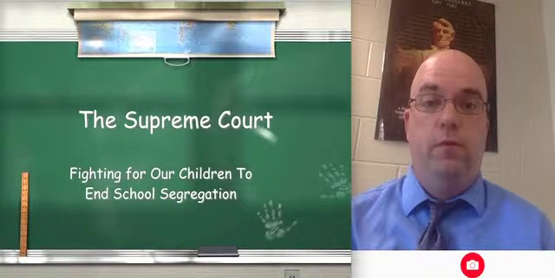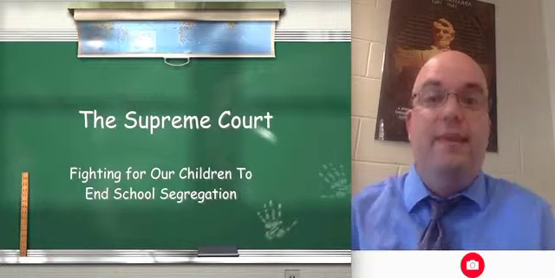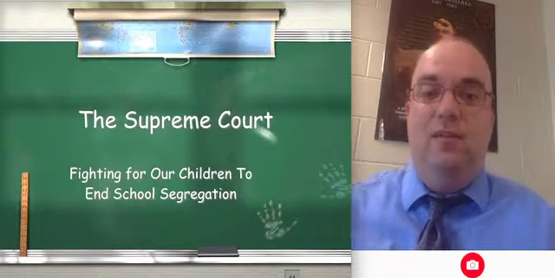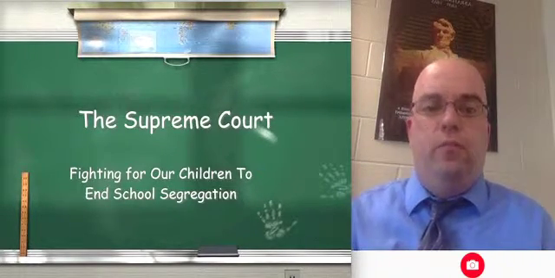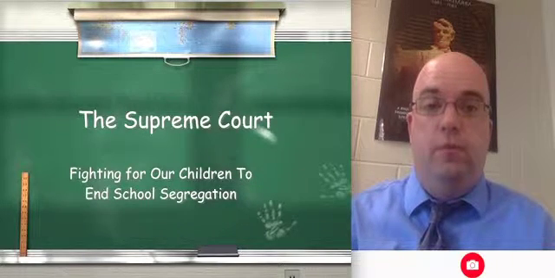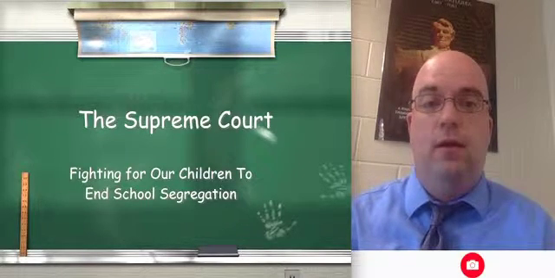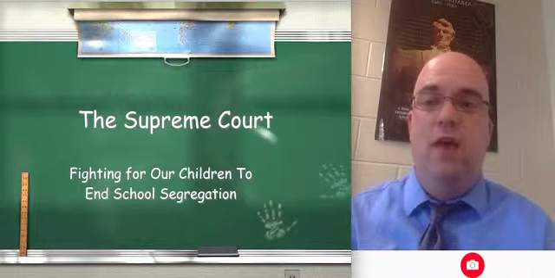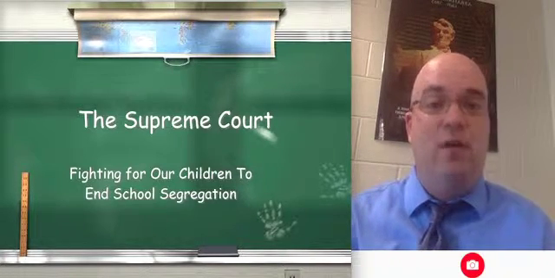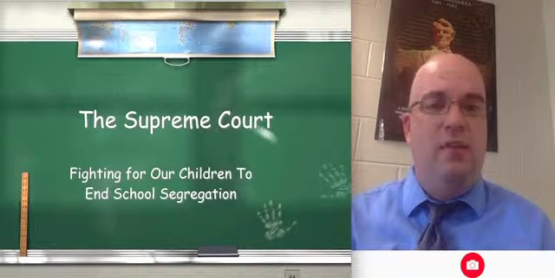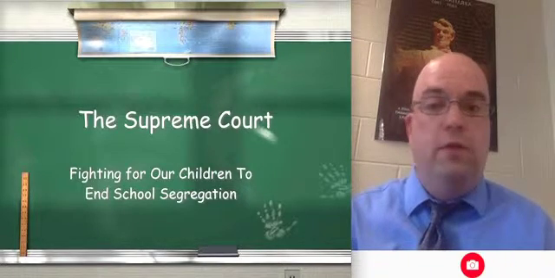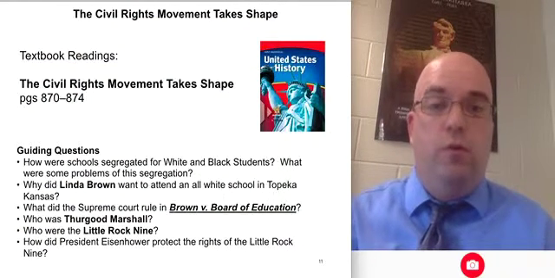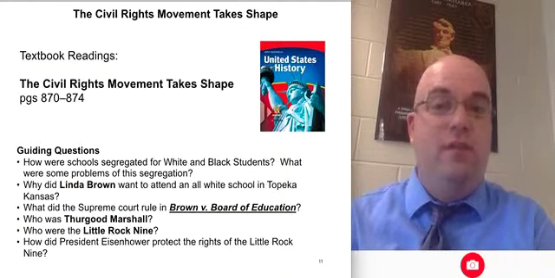This is another one of our series of lectures that deals with the civil rights era, the 1950s and the 1960s. Today we're going to be looking at the Supreme Court and a very important Supreme Court decision that makes a huge impact in the civil rights movement in the 1950s. And we'll be looking at the fight for children to end that practice of school segregation in the United States. The reading for today comes from pages 870 to 874.